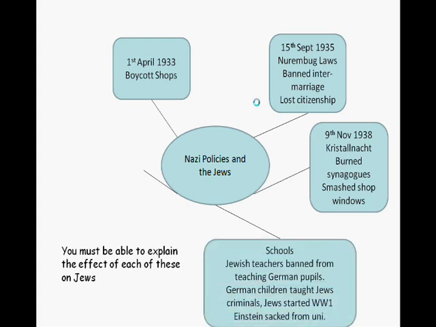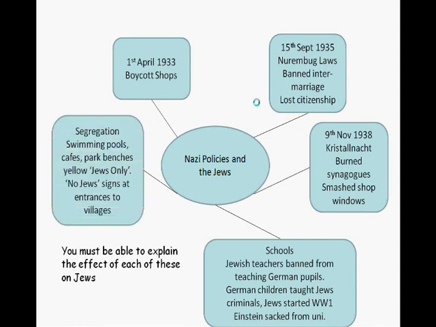In schools, Jewish teachers were banned from teaching German pupils. German children were taught that Jews were criminals and that they were responsible for starting World War I. You could also mention here that Einstein was sacked from university, and many other Jewish people.